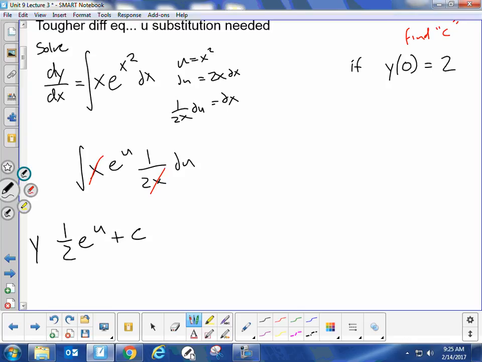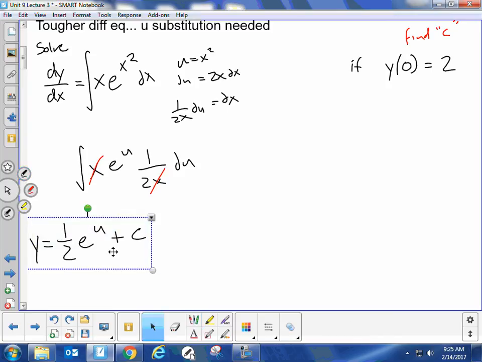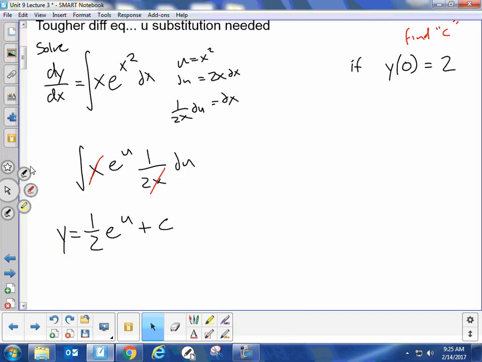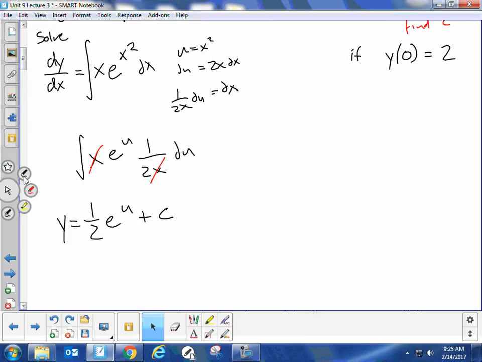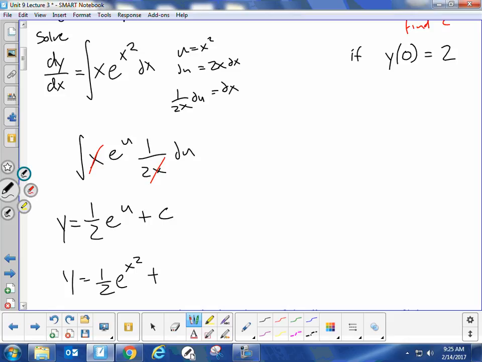We need that c. And now we have this equation y equals. Instead of just an expression of the antiderivative, we need an equation. I'll show you where that equation comes from in a little bit. Okay, so I'm going to go ahead and replace the u with x squared. And here is my general solution with the plus c.